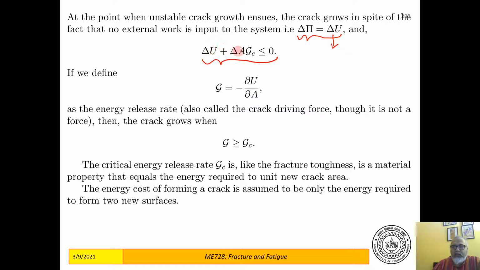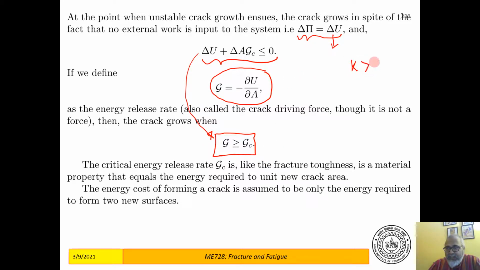And we can take this delta and make delta A tend to 0. Then we can define a quantity called the energy release rate or the crack driving force, though it is not a force, as G equals minus del U del A, in which case this condition becomes G greater than Gc. This is absolutely similar to K greater than Kc, K1 greater than K1c for mode 1 crack propagation. When the stress intensity factor is greater than a critical stress intensity factor, the crack grows. Here we say when the energy release rate is greater than a critical energy release rate, the crack grows.